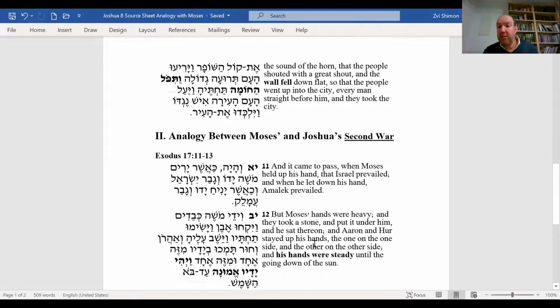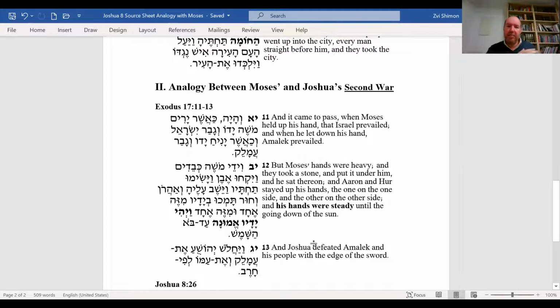With regard to Moses, after the Israelites leave Egypt, they are attacked by the Amalekites. And in that war, we'll read the description in Exodus 17: and it came to pass when Moses held up his hand that Israel prevailed. And when he let down his hand, Amalek prevailed. But Moses' hands were heavy, and they took a stone and put it under him, and he sat thereon, and Aaron and Hur stayed up his hands, the one on the one side, the other on the other side, and his hands were steady until the going down of the sun.